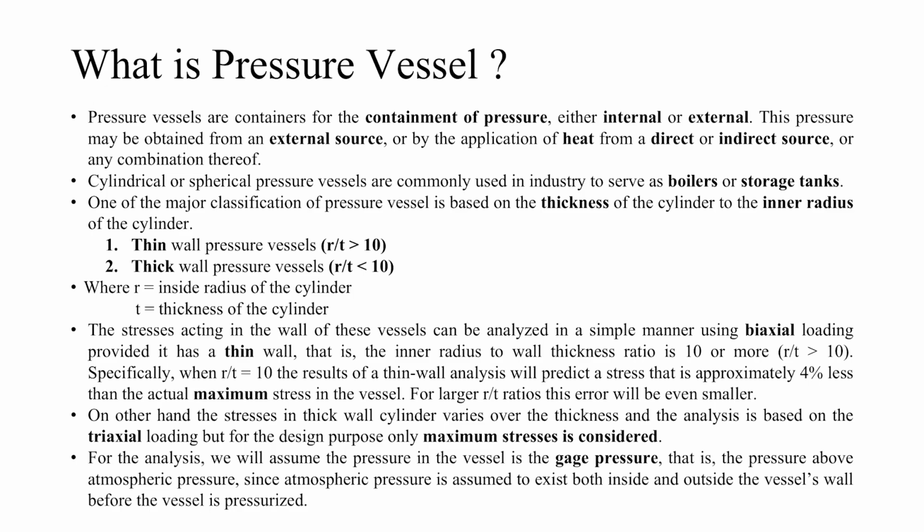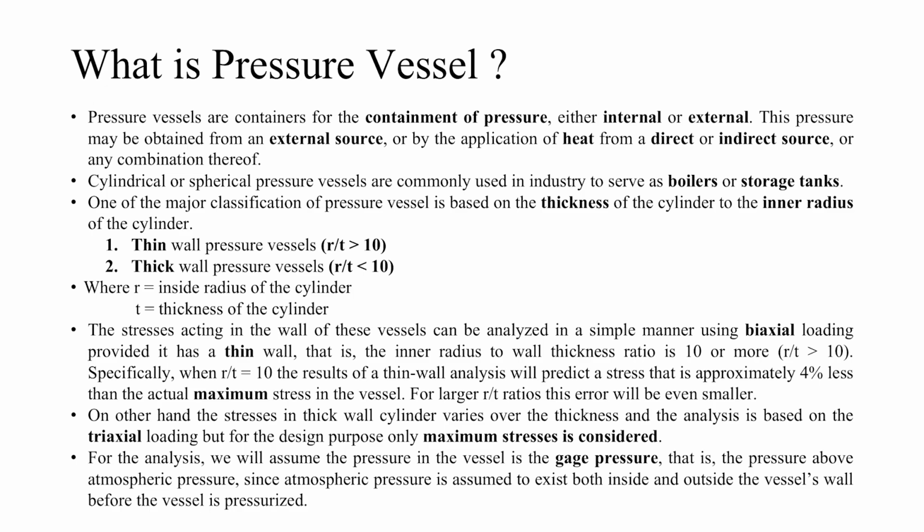The thickness of the cylinder relative to its inner radius is one of the main criteria used to categorize pressure vessels. There are two types of pressure vessels: thin wall pressure vessels with an inner radius to thickness ratio greater than 10, and thick wall pressure vessels with an inner radius to thickness ratio less than 10.